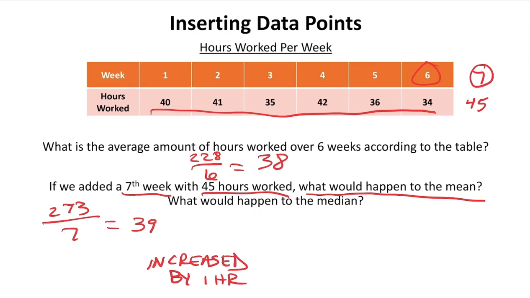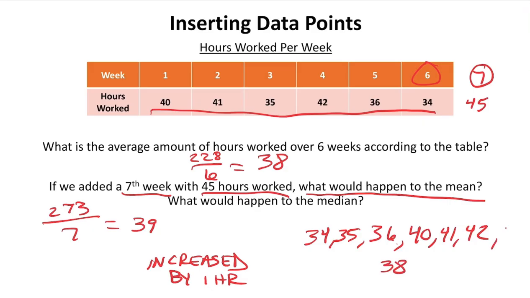Now let's look at what would happen to the median. Well, to get the median, the first thing we have to do is put all the numbers in order. So we have 34, 35, 36. What's next? 40, 41, 42. And we know we're going to be halfway between 36 and 40, which is 38. So the original one is 38. If we add a 45 on the end and we mark off, then we end up with 40. So it goes from 38 to 40. It increased again, but this time by 2 hours, right?